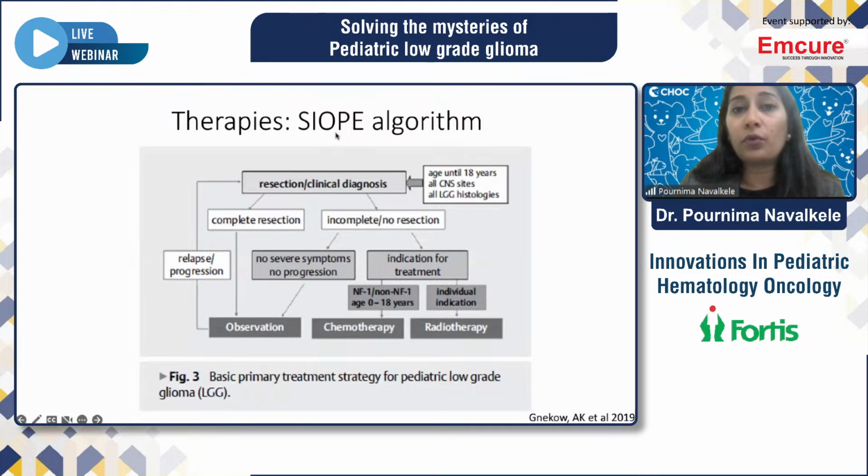So the European group, SIOP, developed an algorithm for PLGG therapies. And as you can see, resection can confer a very good prognosis for most of the PLGGs. And once a tumor is resected, observation is all that is needed. If the patient undergoes incomplete resection or only biopsy, then the patient can still be observed if there are no severe symptoms, and on follow-up scans, there is no progression of tumor. If tumor-related symptoms or progression is noted, then the patient has to undergo treatment right away. So the treatment for NF1 or younger patients is typically chemotherapy first. If the patient is older and non-NF1, you can opt to start with radiotherapy first.